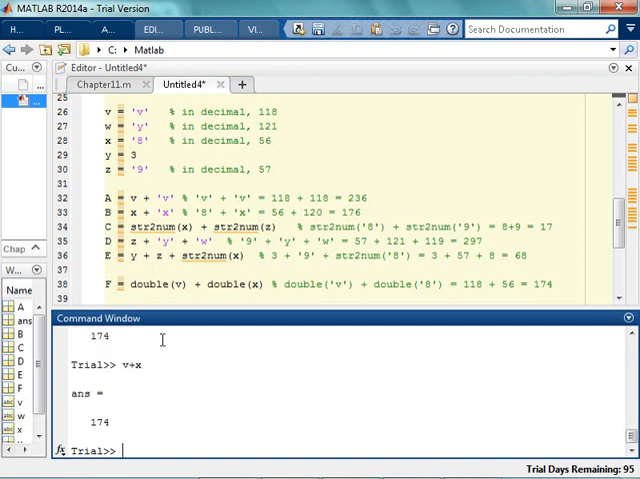So if I say v plus x, that's actually the same thing as saying the double of v plus the double of x. It's just something neat to know if you ever want to know, well, what is the ASCII code for MATLAB? It's going to be double of 'MATLAB', like that. So you can get the ASCII values for that. It's a neat little trick.